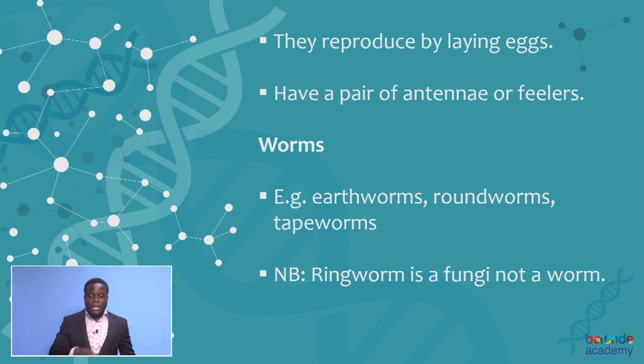Then we have another class of invertebrates, which are called worms, and there are different types of worms. We have the earthworms, the tapeworms, and even the flatworms. But the roundworms are not a type of worm. They just have the name roundworms, but they are under another group of organisms which are called fungi.